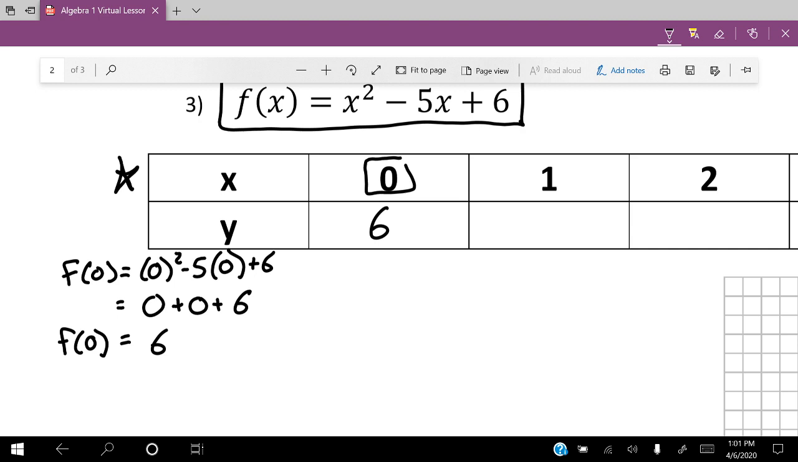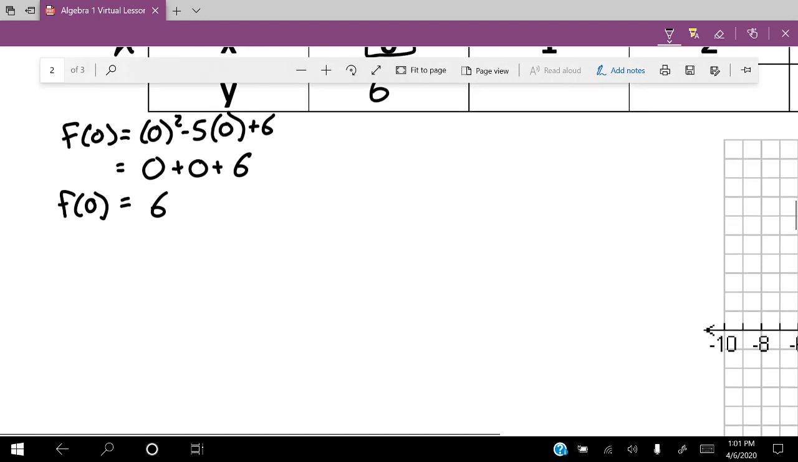I'm going to go through it just like you are. So the next one, I guess I'll do in a slightly different color. Doing blue here. F of 1 equals x squared minus 5x plus 6. So x squared, 1 squared, minus 5x, 5 times 1, plus 6.